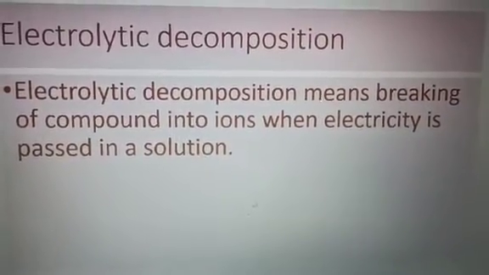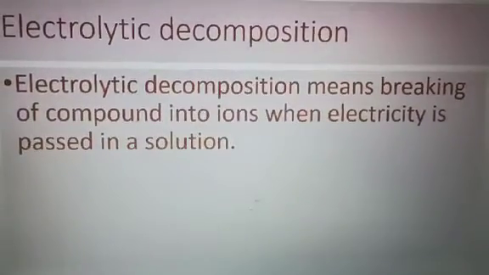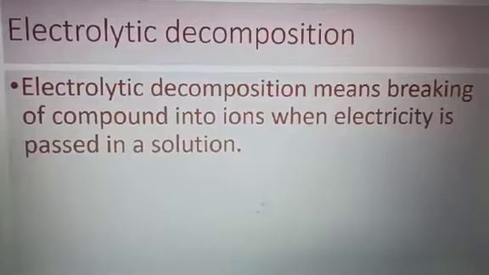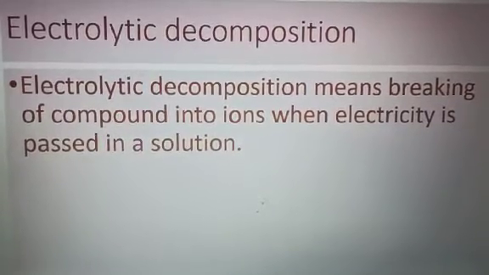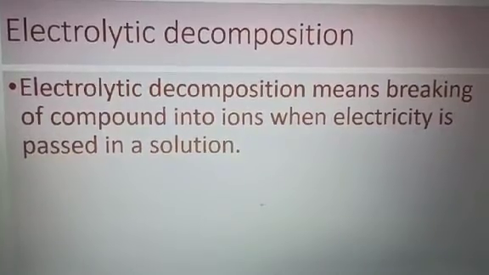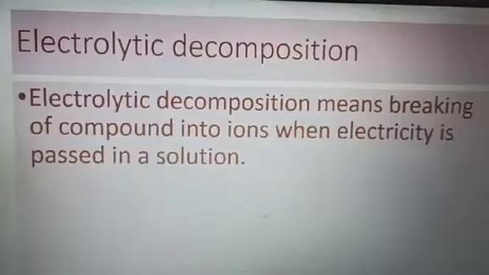Today we are going to do electrolytic decomposition. As you know, decomposition reactions are of three types, as I told you earlier. These three types are: one is thermal decomposition, which we have already done. Now we are going to do the second type of decomposition, that is electrolytic decomposition.